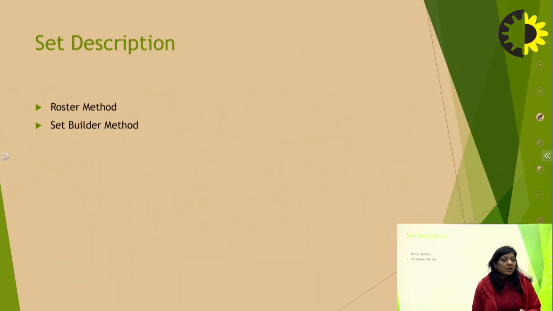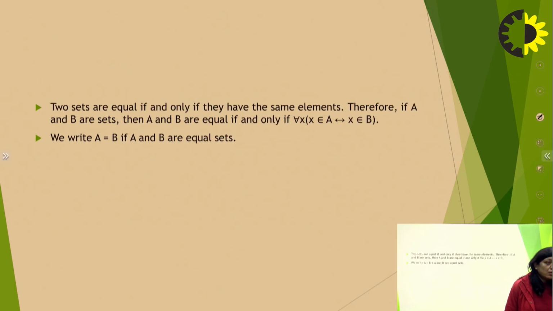Next, set description. We can describe a set in two ways. The first one is the roster method and the second one is the set builder method. Two sets are equal if and only if they have the same elements. Therefore, if A and B are sets, then A and B are equal if and only if for every X, X belongs to A and X belongs to B. What does that mean? Two sets are equal if and only if they have the same elements.